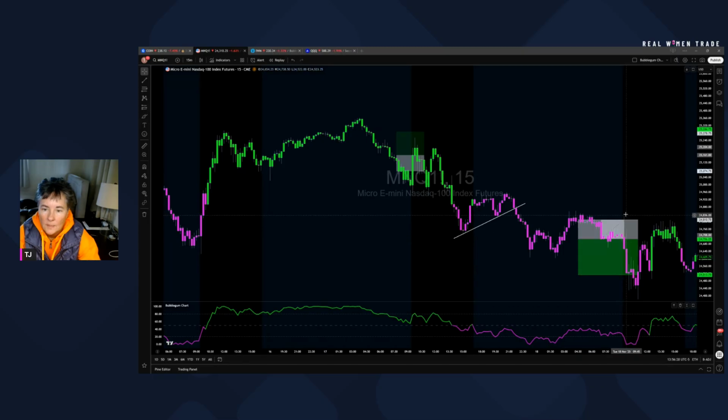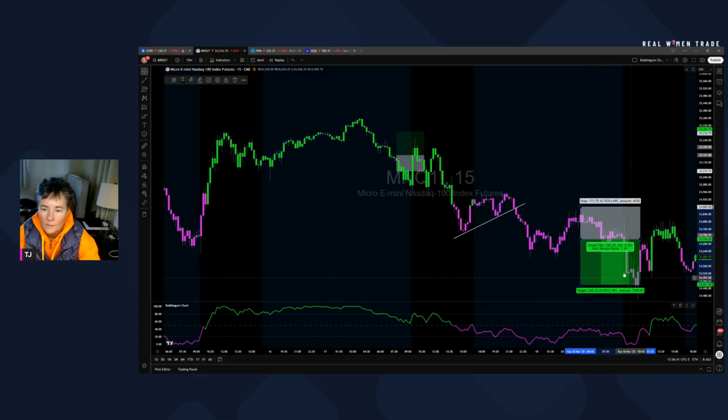You would have gotten stopped out on this wick right there. You see that wick, this wick right here, if your stop was above that candle. If you had your stop farther, you could have gotten maybe a 1-to-1 on that chop.